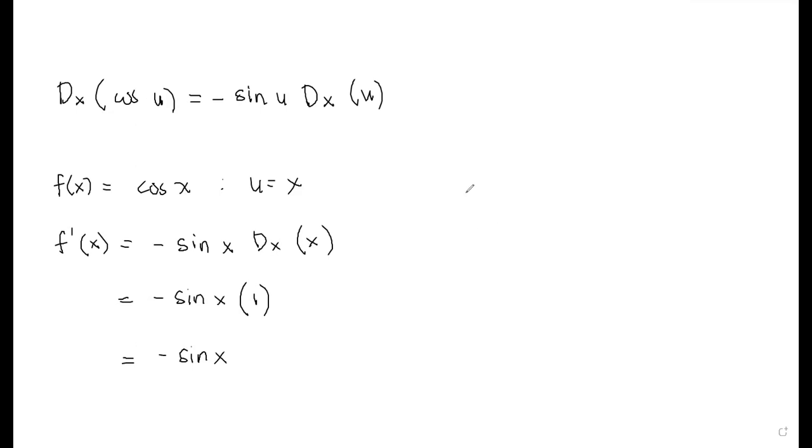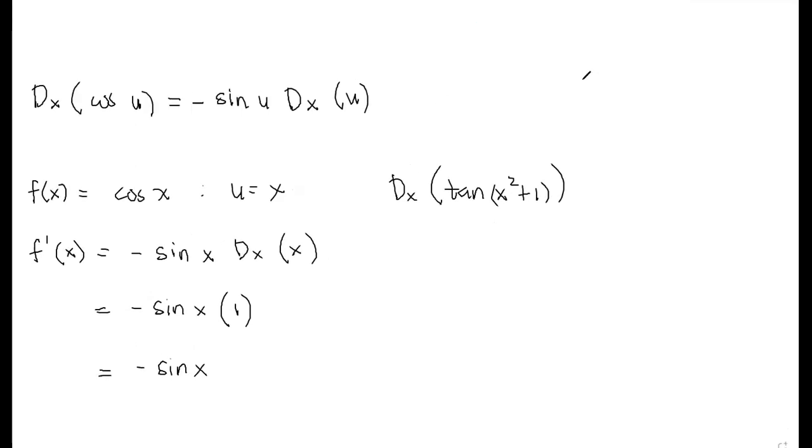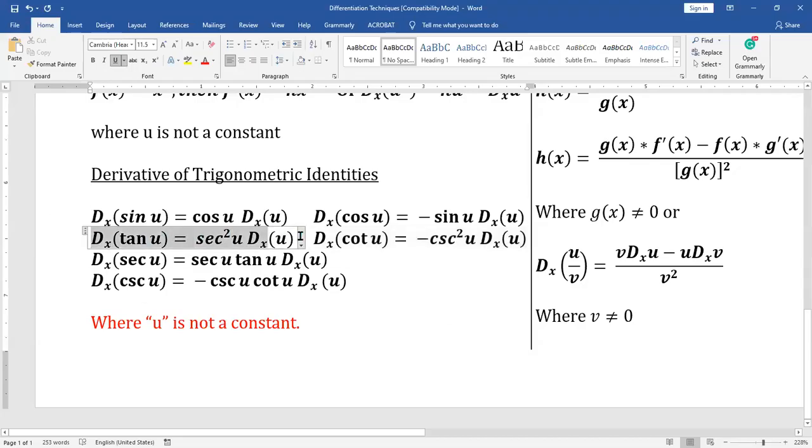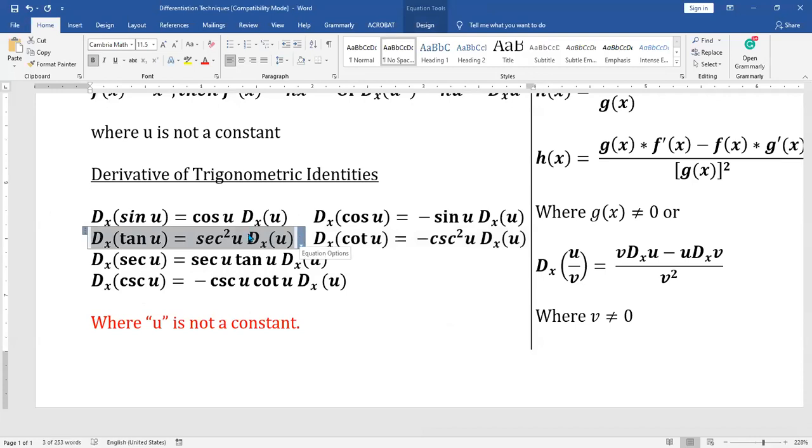Let's make it a little more complicated. The derivative of tangent of x squared plus 1. So I want you to solve for the derivative of tangent of x squared plus 1. Look at the formula. Can you see the formula, guys? Do you see the formula, or the whiteboard? Okay. So this is the formula for the tangent function: secant squared u times dxu.